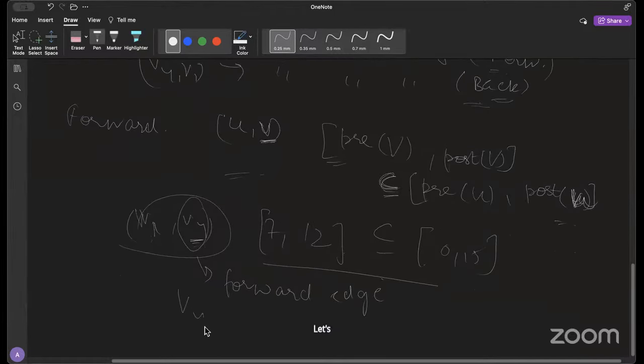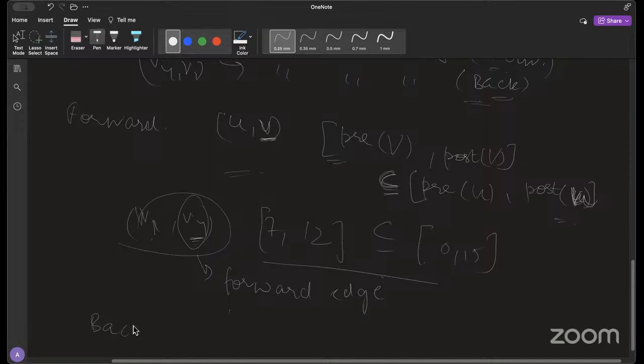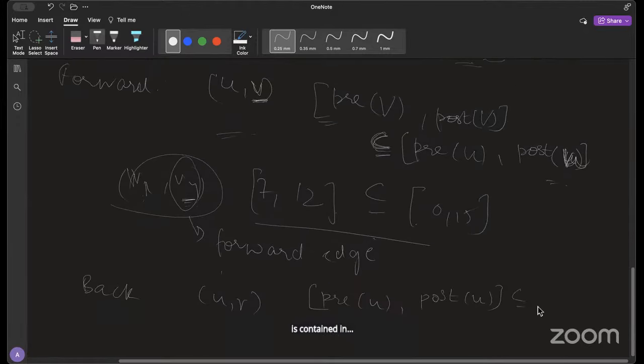Let's take V4 to V1. And for the back edge, the definition is: UV is a back edge if it's the opposite of this. Pre-U, post-U is contained in pre-V, post-V.